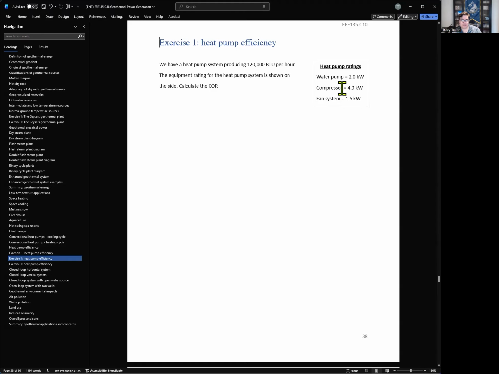The equipment rating for the heat pump is shown on the side. Calculate this coefficient of performance. I kind of threw a little bone in here. What does that "per hour" mean? I'll let you figure it out.